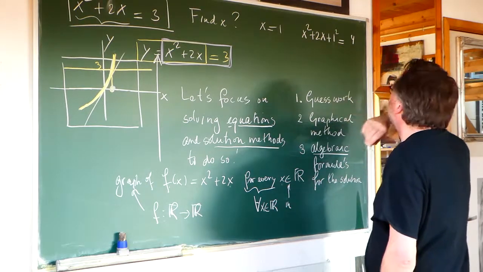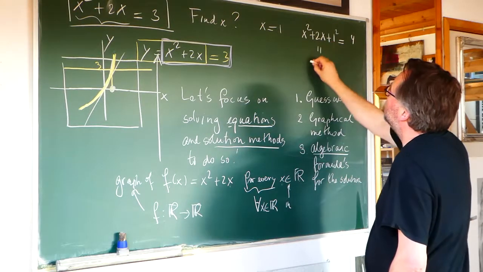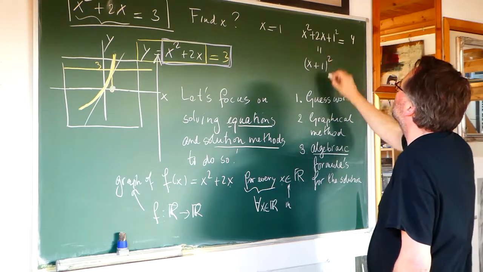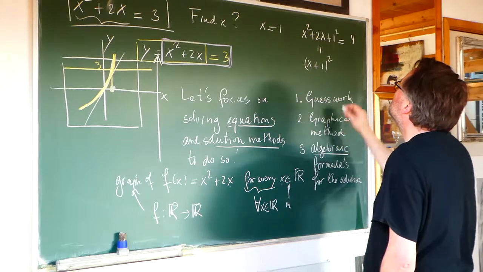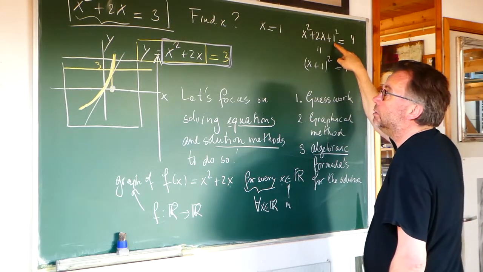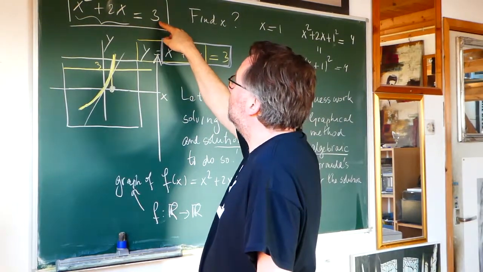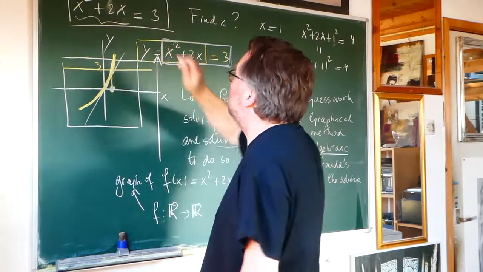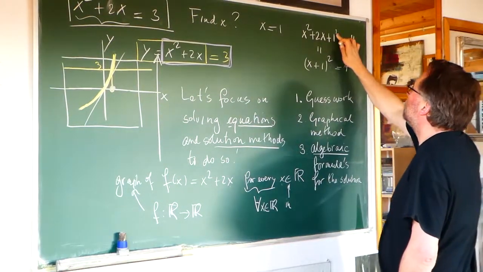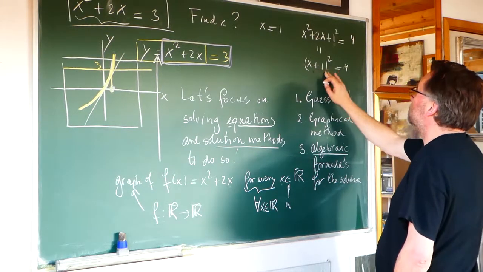Because this is x plus 1 squared. And that's equal to 4, because I added 1 on both sides. So if x squared plus 2 is equal to 3, then adding 1 on both sides, they are still equal. So x squared plus 2x plus 1, but 1 is 1 squared, is 4. So that's x plus 1 squared is 4.